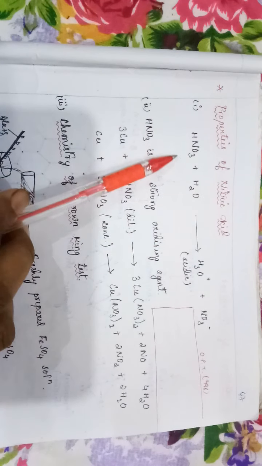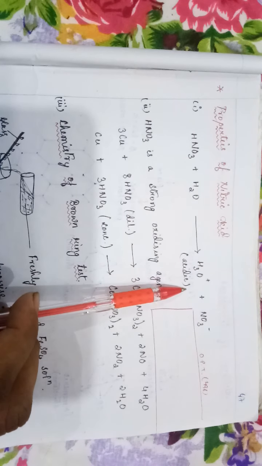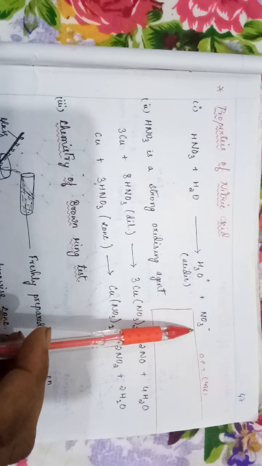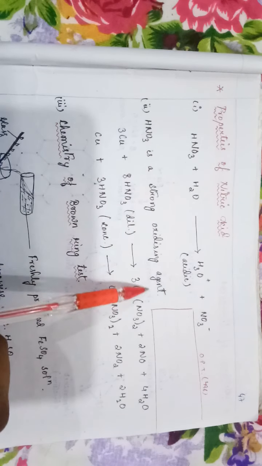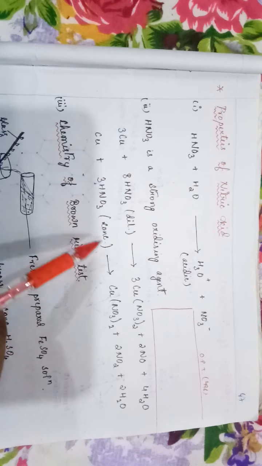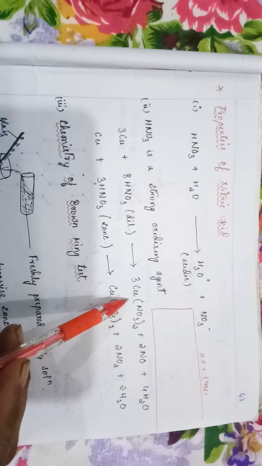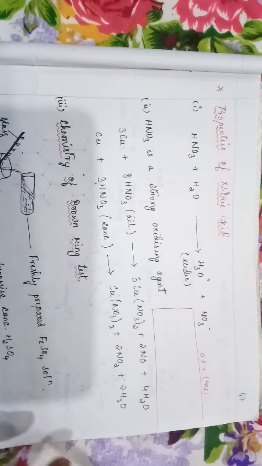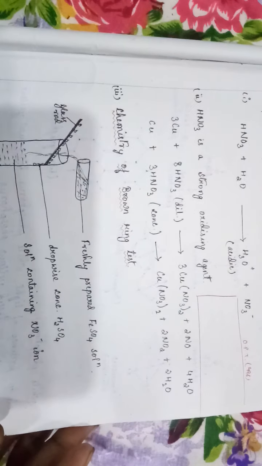Properties of nitric acid. Nitric acid reacts with water forming H3O⁺ plus NO3⁻. Nitric acid is a strong oxidizing agent. It oxidizes copper both in its dilute solution and in the concentrated solution, forming copper nitrate like this. Now, the chemistry of the brown ring test.